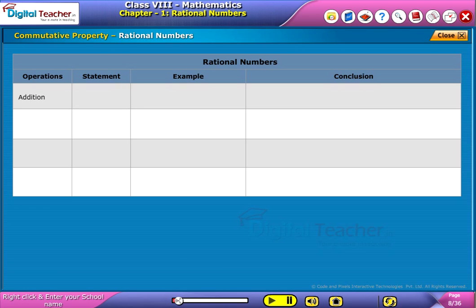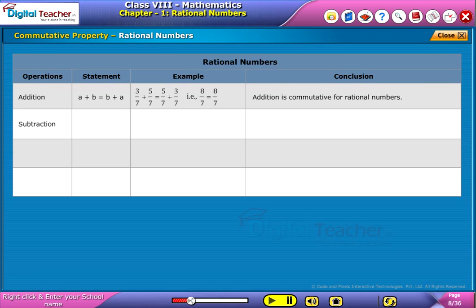Under addition operation, it states that the change in the order of two numbers does not change the result when added. For example, the addition of 3 by 7 and 5 by 7 and vice versa is the same for both cases. It concludes that addition is commutative for rational numbers.